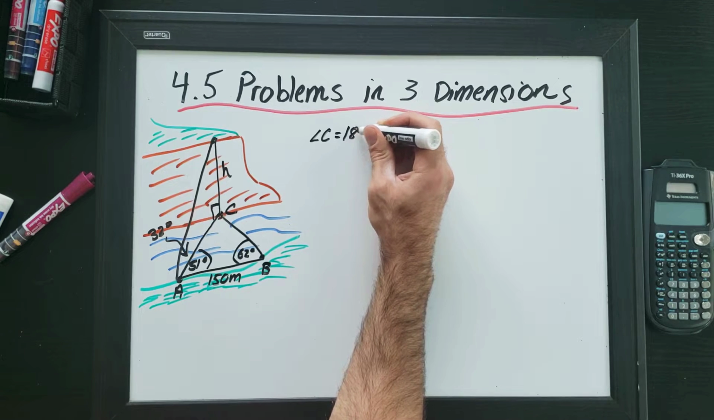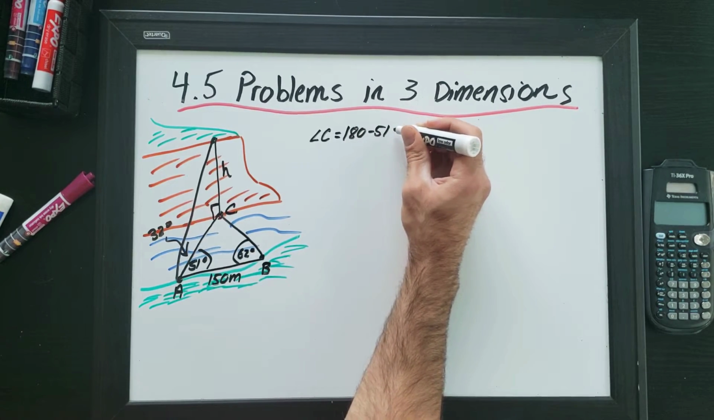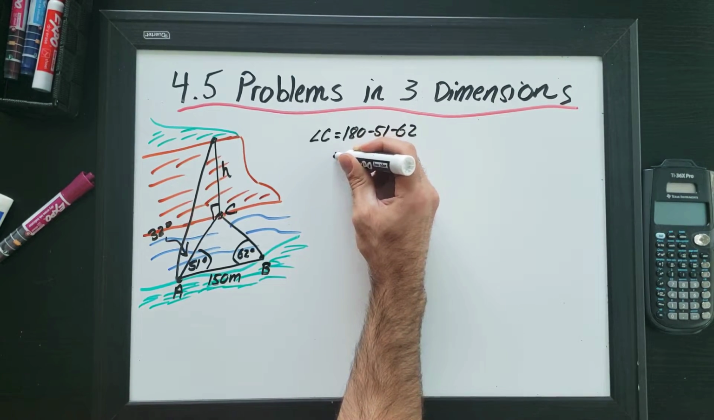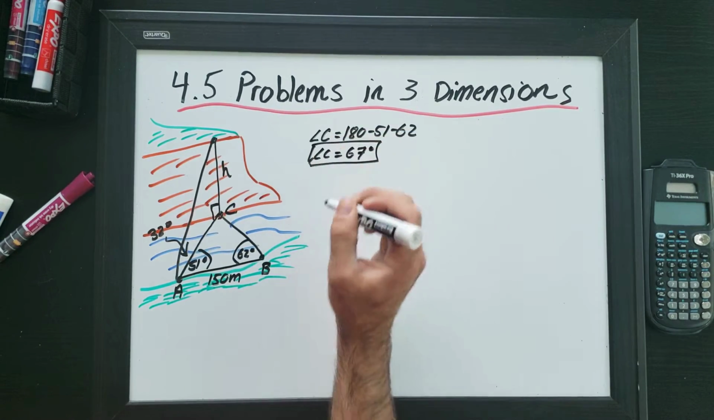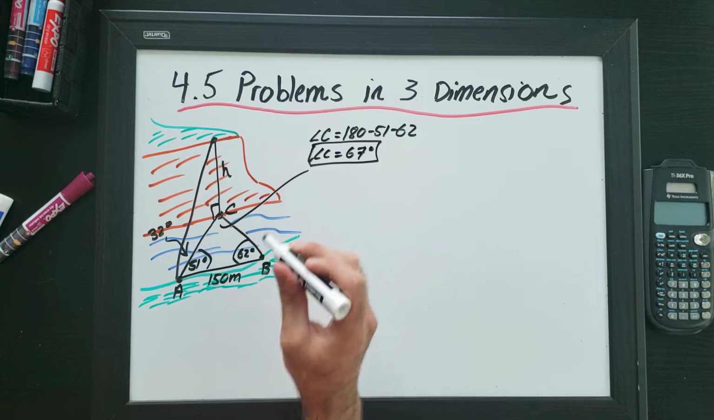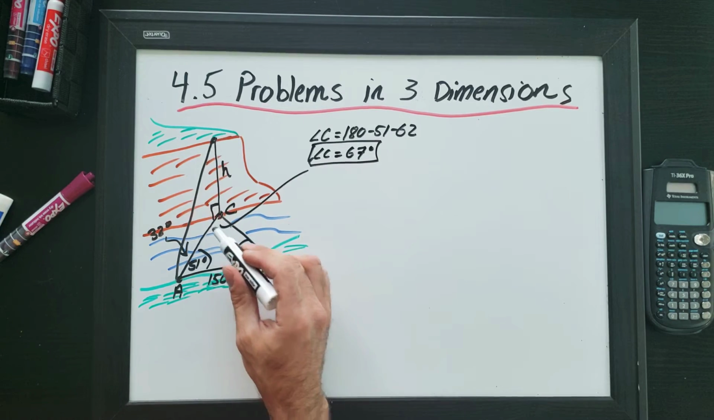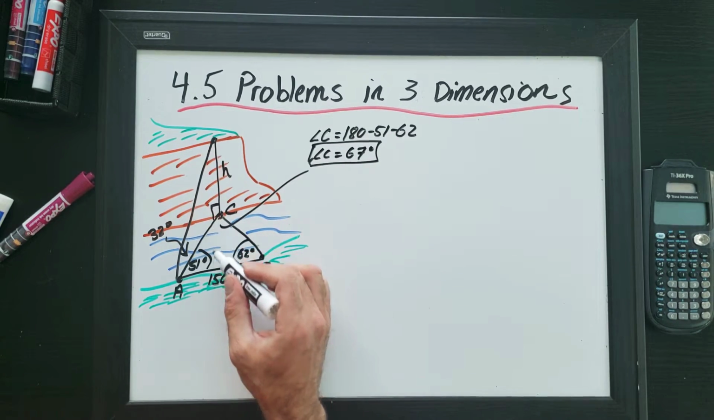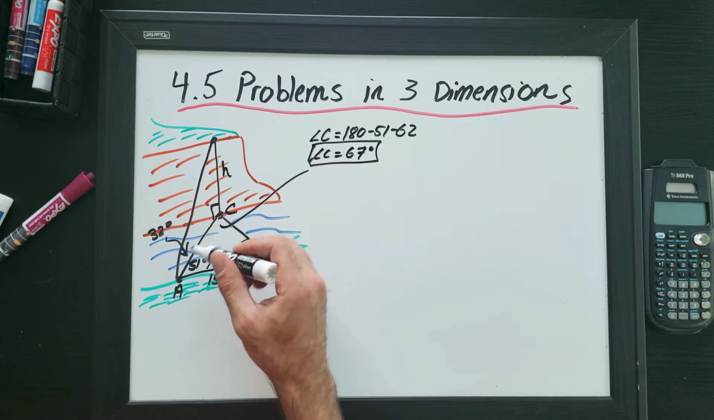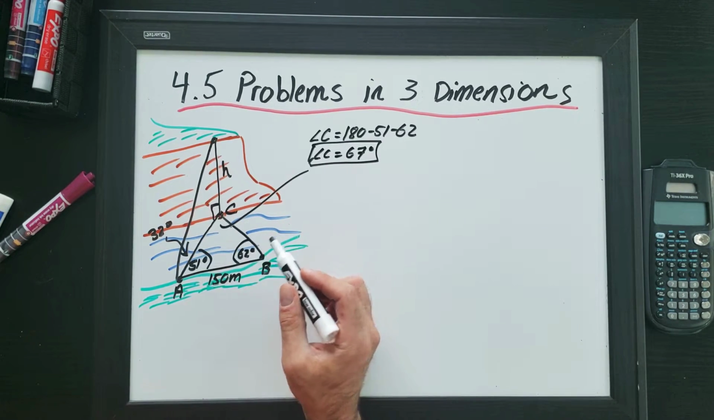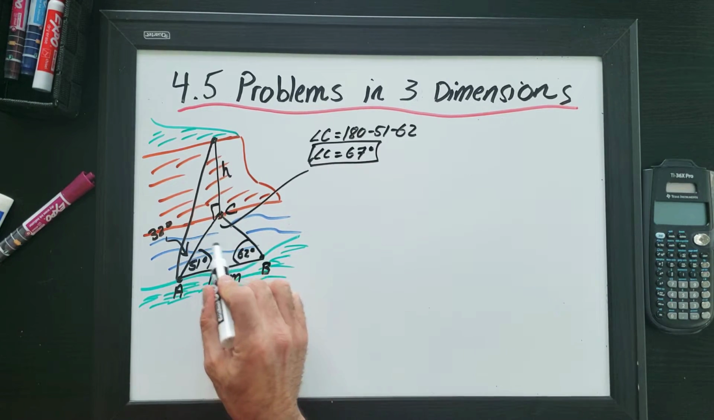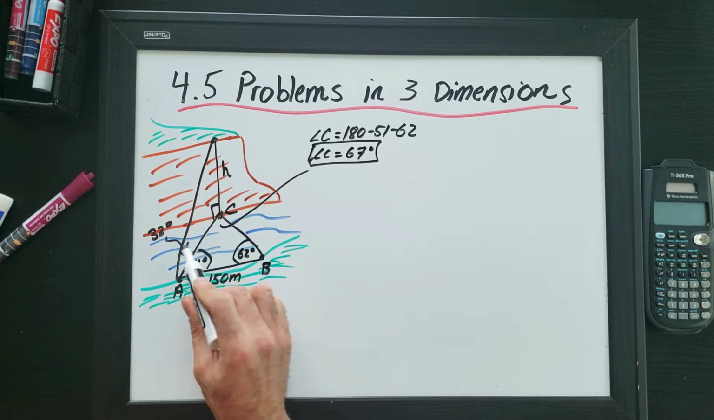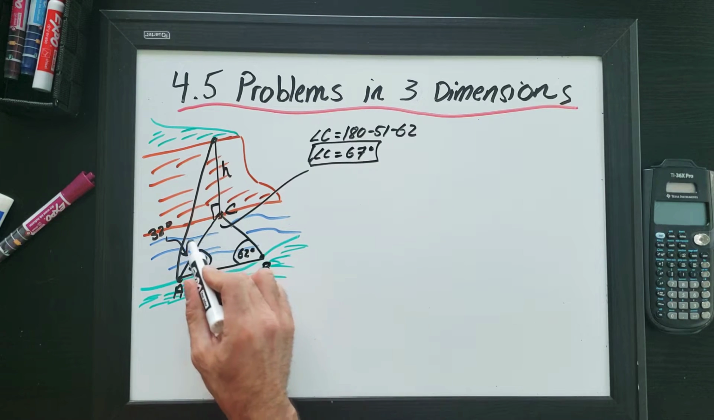Angle C is 180 minus 51 minus 62. Angle C is 67 degrees. Now, I have 3 angles, but more importantly, I have these 2 side lengths. It tells me right away that this is Sine Law. So I can use this ratio to solve for the side length of b.